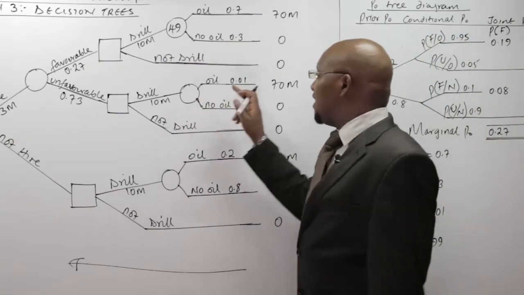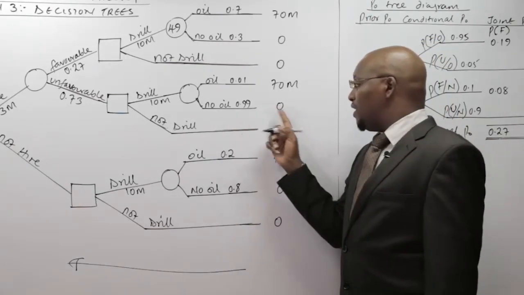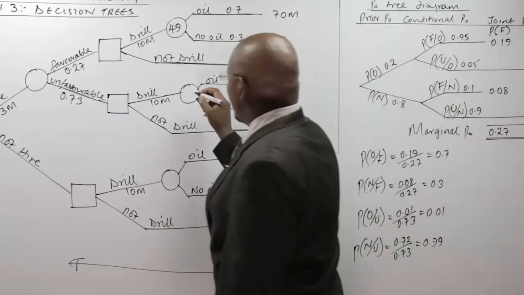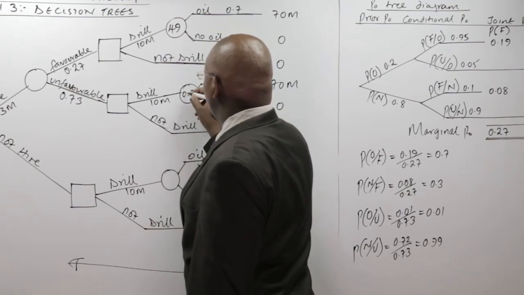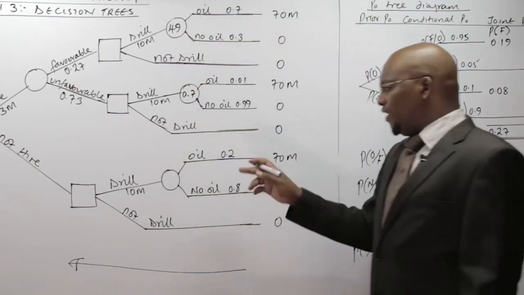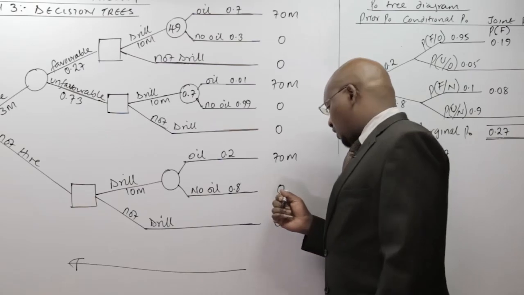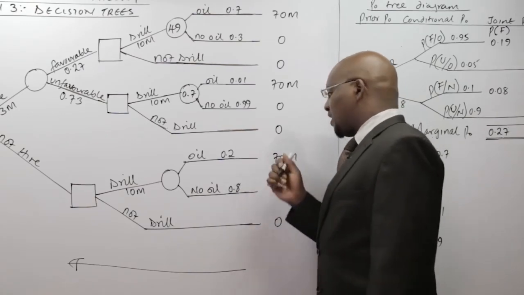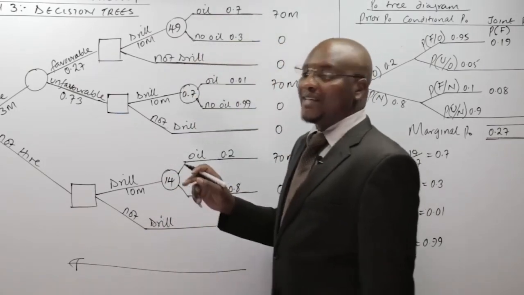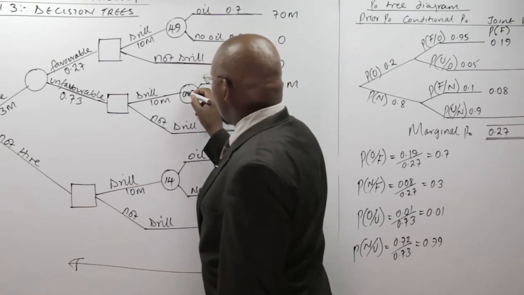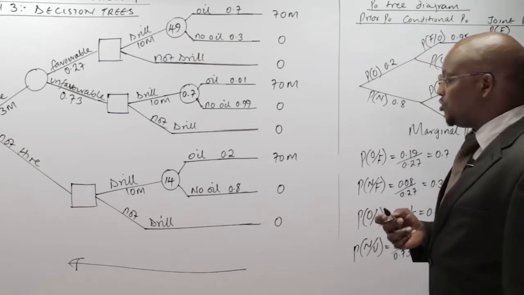Same case here, 0.01 times 70 plus 0.99 times 0. This will be a 0, and this will be a 0.7. Then down here, we have 0.2 times 70 plus 0.8 times 0. This one gives us a 0, but this one gives us 14. So this is going to be 14. So I have managed to determine my expected values with respect to those outcomes, since they are probabilistic in nature and we are not the ones choosing or making a decision on them.